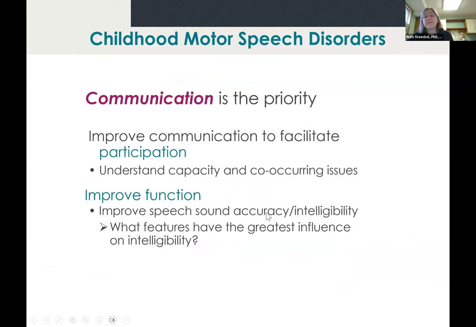So in our intervention, the primary thing is communication. We want to help that child participate in the world, and we have to understand their capacity and give them the confidence to do some risk-taking when we know they have some co-occurring issues and might be a little bit nervous, but we also want to improve function. So we're trying to help them produce more intelligible, which is not always perfect speech, but intelligible. And so we're thinking about where is the greatest influence on that child's intelligibility or ability to communicate.